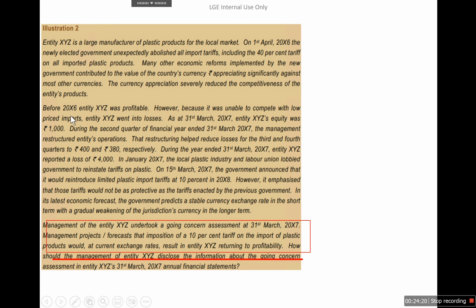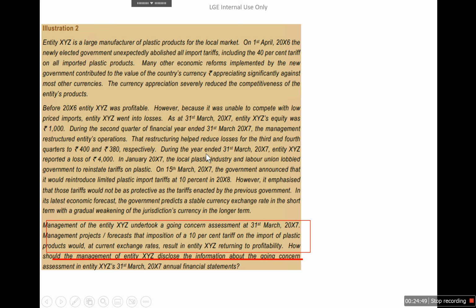So in 20X6, entity XYZ was profitable. However, because it was unable to compete with the low-priced imports, it resulted in losses. And in 20X7, the entity's loss was this much. During the second quarter of the financial year ending, the management restructured, and losses for the third and fourth quarters reduced to 400 and 300 respectively.